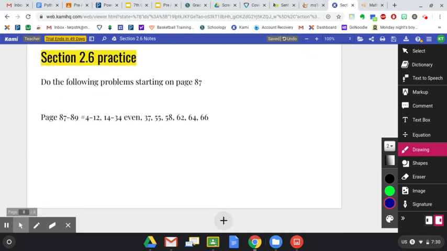All right, our practice for 2-6. Okay, we're going to do the following problems starting on page 87. All right, you're doing 4 through 12. And then we're switching to 14 to 34 even. And then we have some single problems here to finish up. Again, do those on a separate sheet of paper. And then you'll have your answer key there to check.